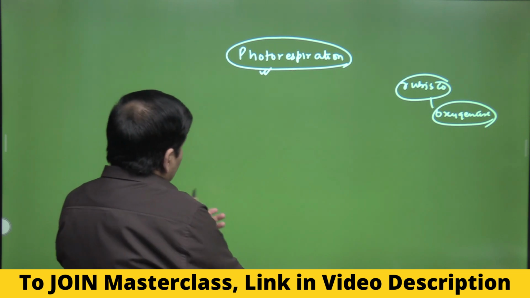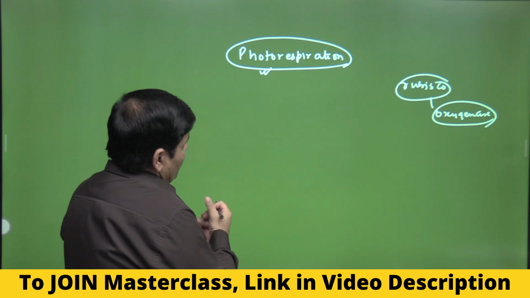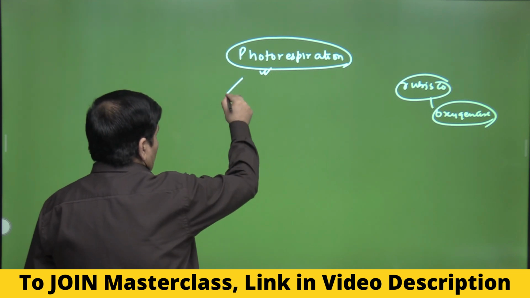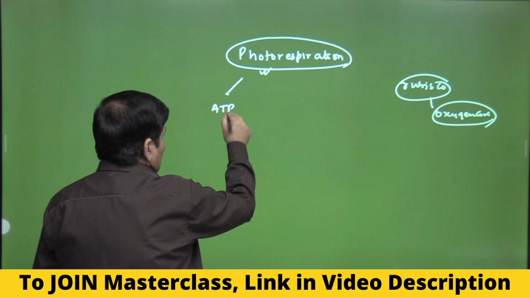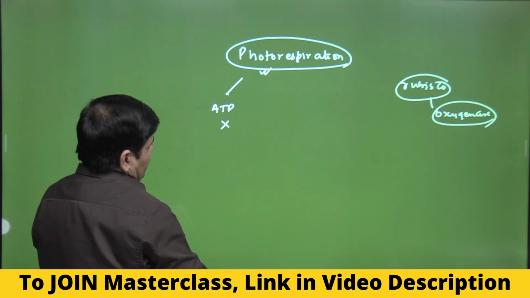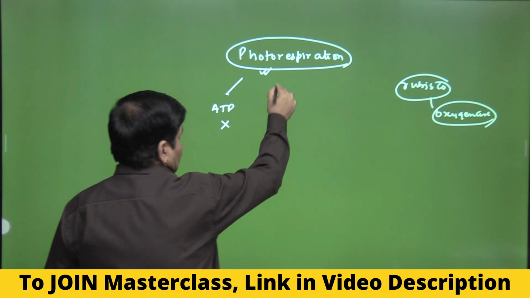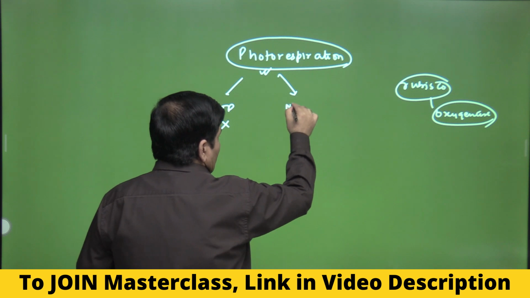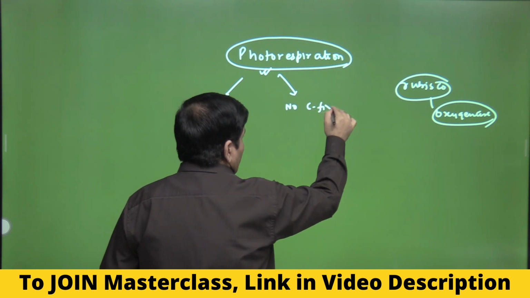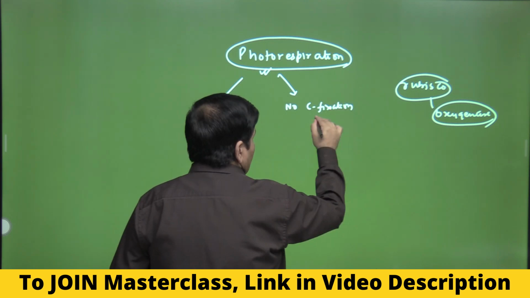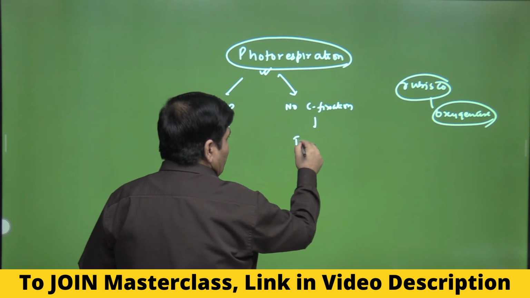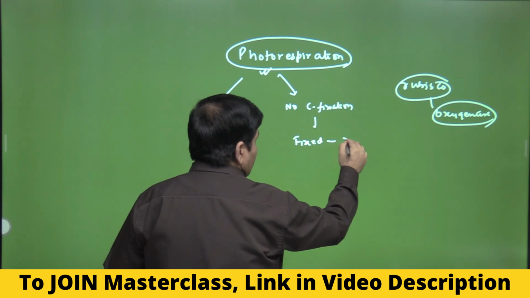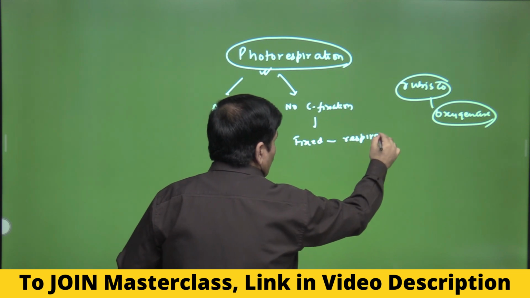Now the question is why this photorespiration is occurring. We say that it is not producing ATP. It doesn't produce any ATP, and it doesn't fix carbon. So no carbon fixation. On the other hand, it is the other way around. The fixed carbon is being lost to respiration, and this is the loss of photosynthate.